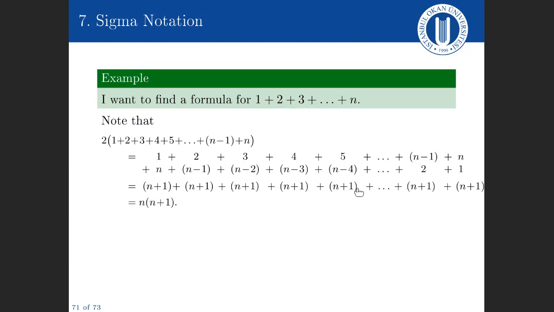How many of these do we have? We have n of them. N multiplied by n plus 1. Divide by 2, and we have the formula that we want. The sum of the first n natural numbers is n multiplied by n plus 1 divided by 2.